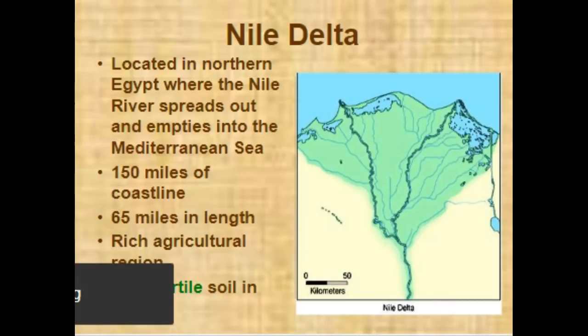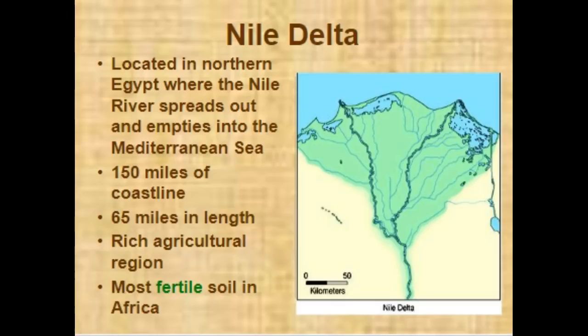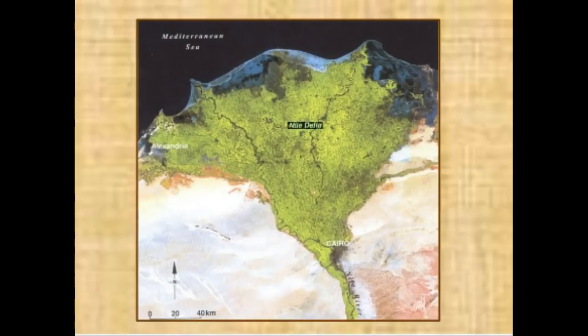The Nile Delta. Located in northern Egypt, where the Nile River spreads out and empties into the Mediterranean Sea, 150 miles of coastline, 65 miles in length, rich cultural region, and it is the most fertile soil in all of Africa. Another view of the delta. Just how vast it is.